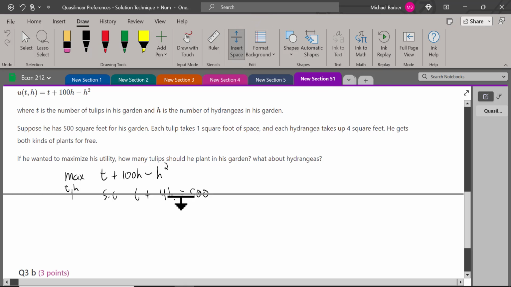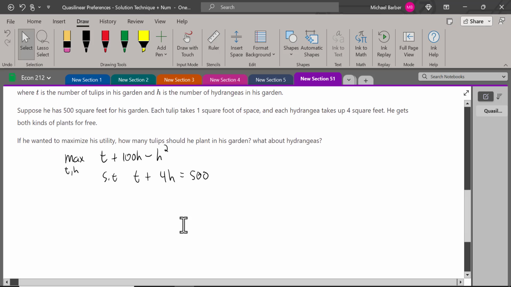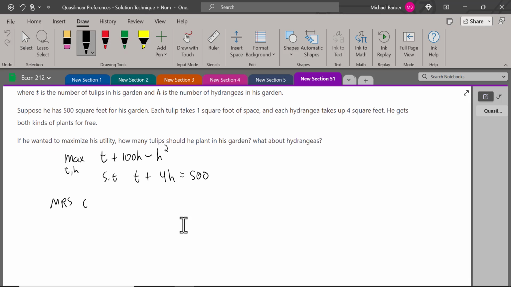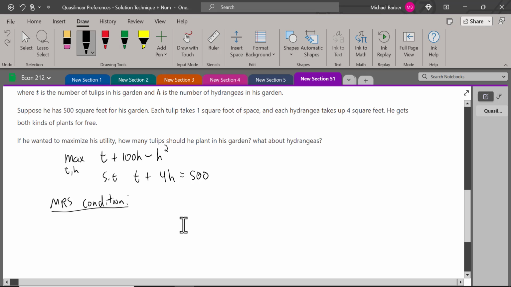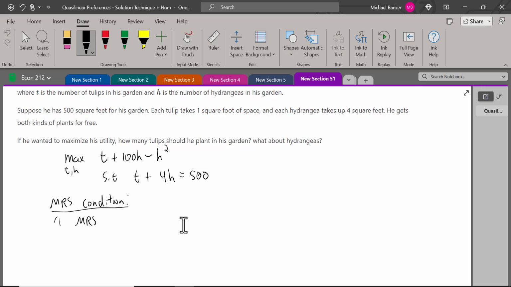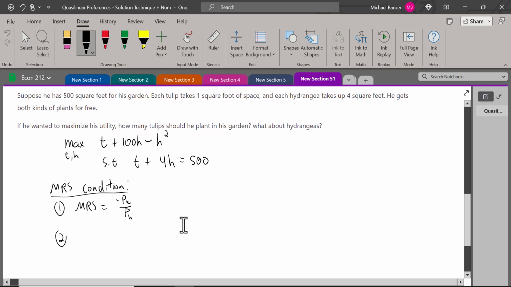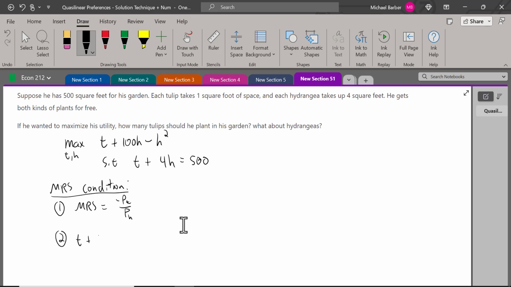All right, so we can use the Lagrangian or the MRS condition. I'm going to use the MRS condition again. So remember, the first equation is the MRS equals the price ratio, so I'll put T and H here. And the second one is where we're spending our whole budget. So let's work on this MRS condition here.